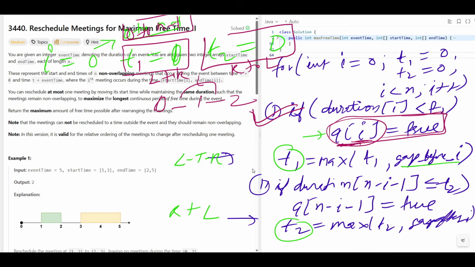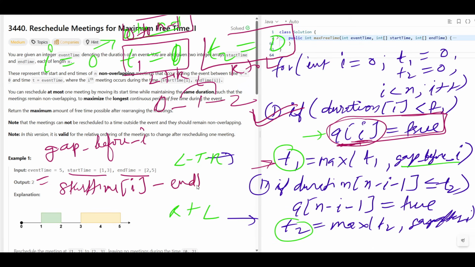Then we have checked this t1, right? So this t1 we are using t1 comma gap before I, means we have to find the max. We will update t1 with the current gap before this meeting. If you want to find the gap before I, how are we going to find it? We have the start time, so we'll take start time at I minus end time at I, and we'll find for all I greater than 0. If I is greater than 0, means we can find the gap before I. So we'll find start time and end time, we'll find the gap.